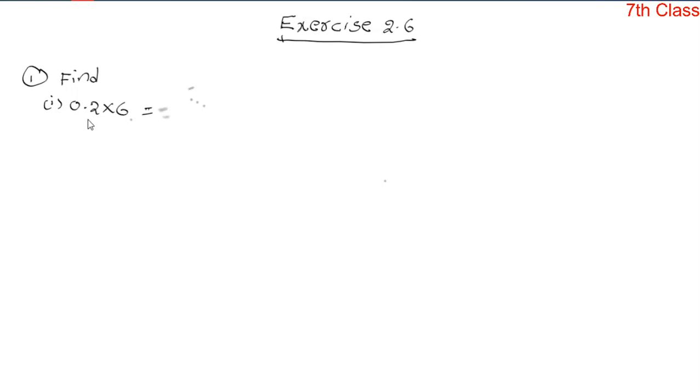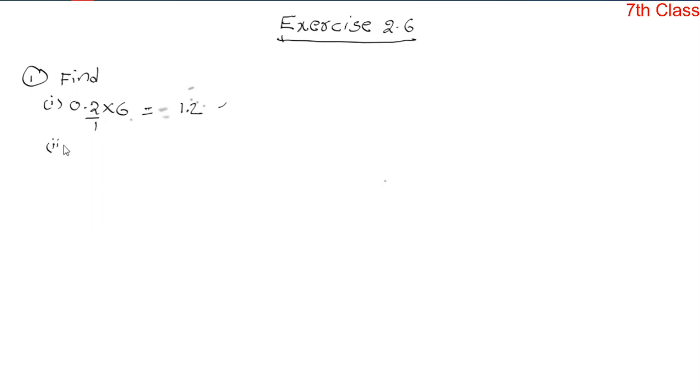0.2 into 6 means, in the decimal part how many digits are there? 1. So ignore the decimal point and multiply them as whole numbers. 6 2s are how much? 6 2s are 12. Now in the decimal part how many digits are there? 1. So you count one digit from the right hand side and put the point. Therefore 0.2 into 6 is equal to 1.2. So this is the first one.